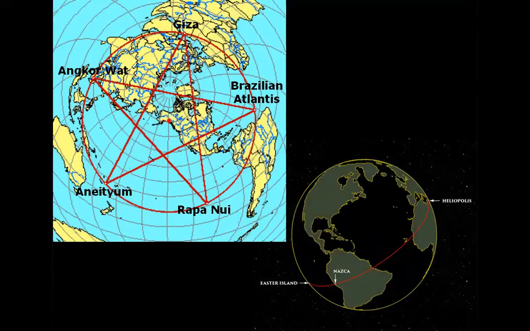And what I also know is when we take this as one point, Giza as another point, Angkor Wat as a third point, Aneityum as a fourth point, and Rapa Nui as the fifth one, then we see that these points all have equal distances to each other, and actually they form a pentagram with the original North Pole exactly in the middle. So this cannot be a coincidence. This is geometrically too meaningful.